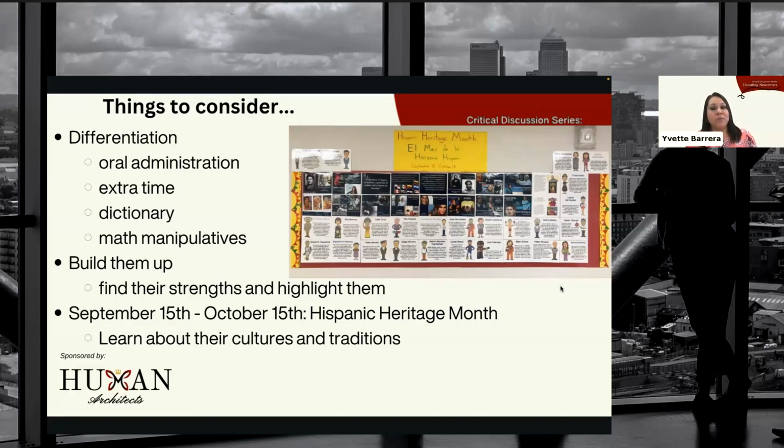From this, we do a mini project where I let the kids go to the library, find these people in the library, and I teach them how to research people on the computer. So just by exposing them to Hispanic Heritage Month, you can do so many activities, and it's a great way to acknowledge their culture.